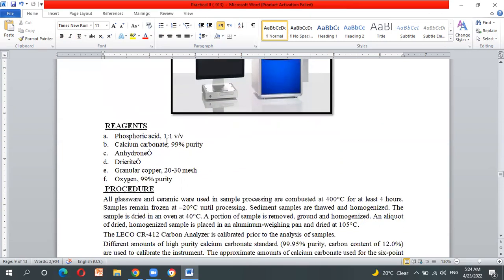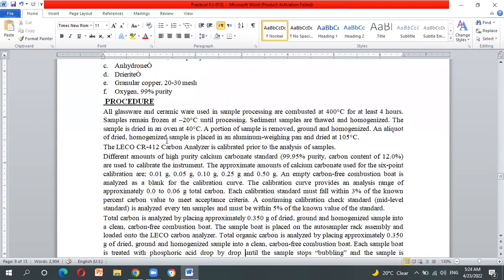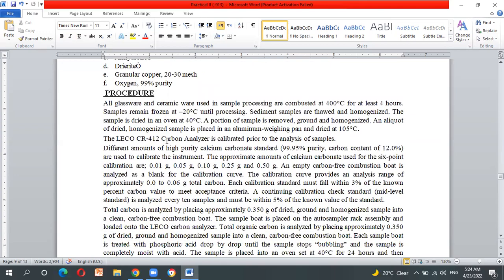Reagents used are phosphoric acid 1:1 volume by volume, calcium carbonate 99% purity, sodium hydroxide granular, copper 20 to 30 mesh and oxygen 99% purity. Procedure. All glassware and ceramic ware used in sample processing are combusted at 400 degrees Celsius for at least 4 hours and samples remain frozen at -20 degrees Celsius until processing.